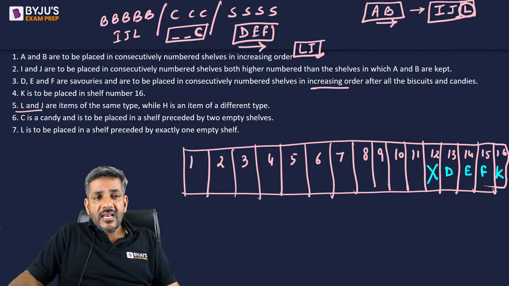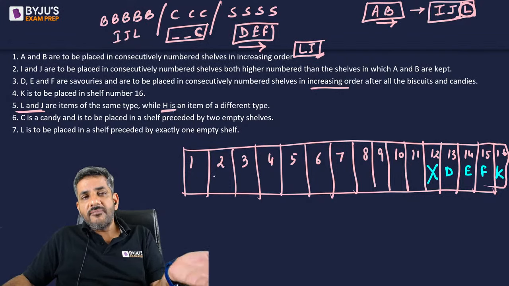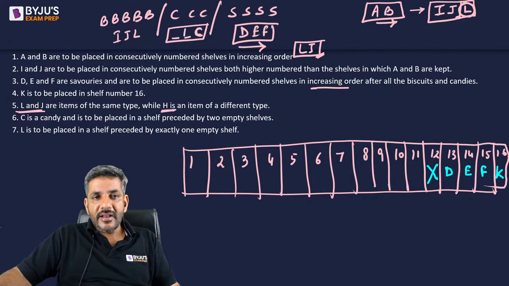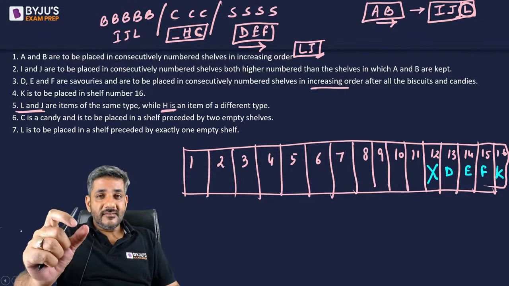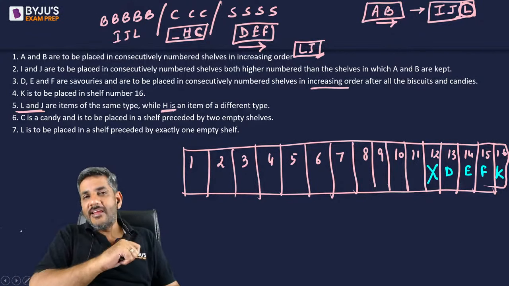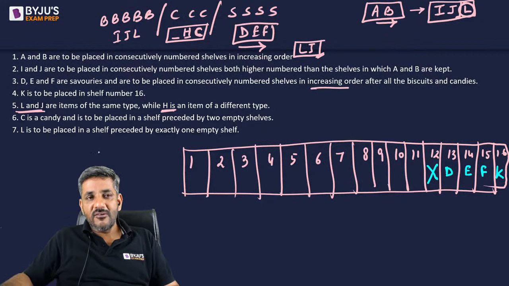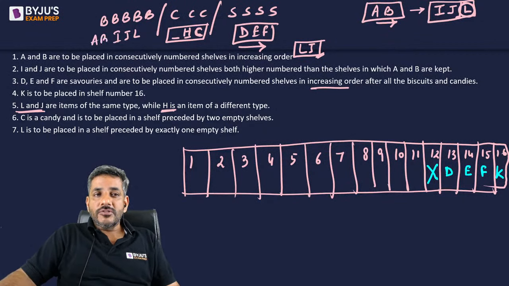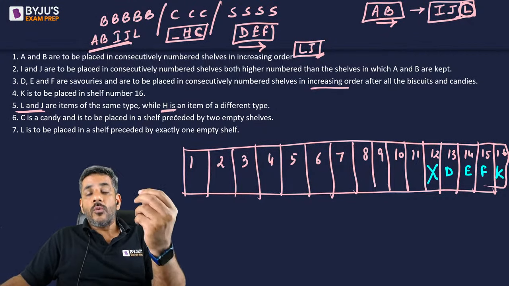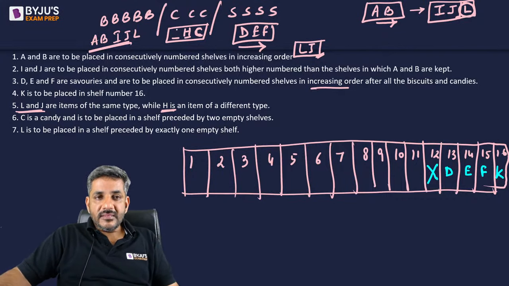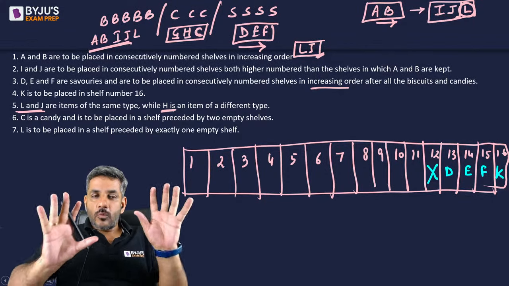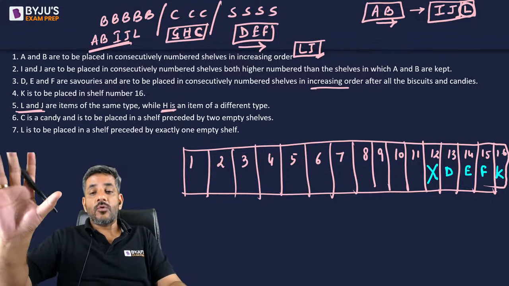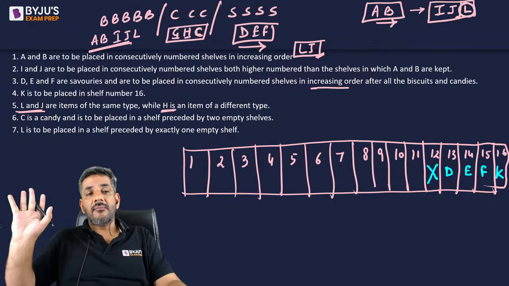And when he said L and J are of the same type, H is a different type. Now H is a different type from L and J, so H also must be a candy. Now A and B together, if they are together then they both cannot be candies. There is only one more candy left now. So A and B are also the biscuits. So the only one item left, which is G, that must be the candy now. Right? Now we know what are biscuits, what are candies and what are savories.